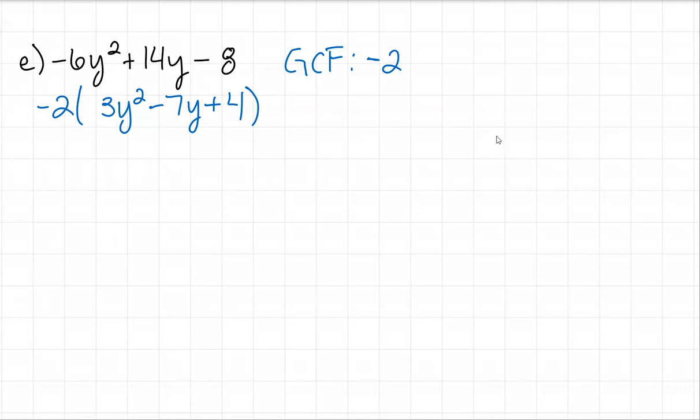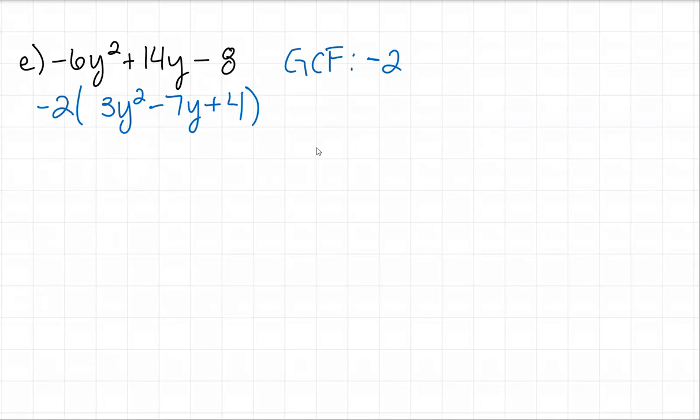So let's take a look at what we have left in the parentheses. 3y squared minus 7y plus 4. So here, we don't have a 4.3 quadratic, we have a 4.4 quadratic. The leading coefficient is 3, and it's not 1. So we've got to apply our steps here in order to factor this thing.